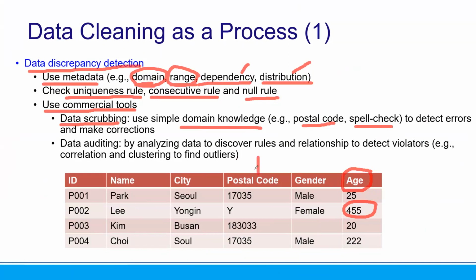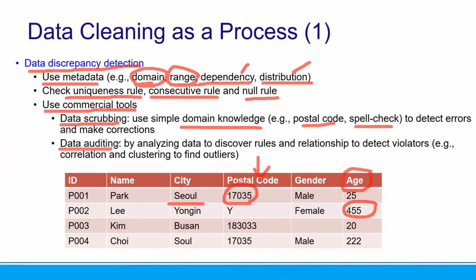Let's see, in the postal code, we live in Yongin, 17035. But the city is Seoul. So it is not consistent. 17035 is the postal code in this area. But the city is Seoul. So this kind of data is noise. We can use data scrubbing for this issue.